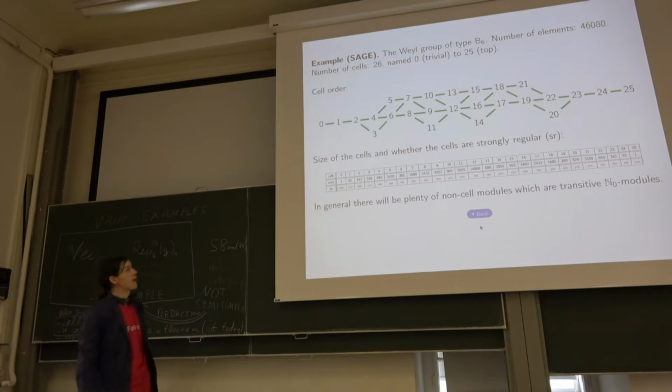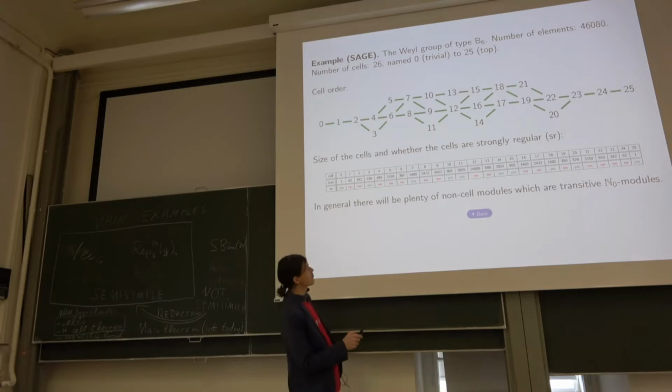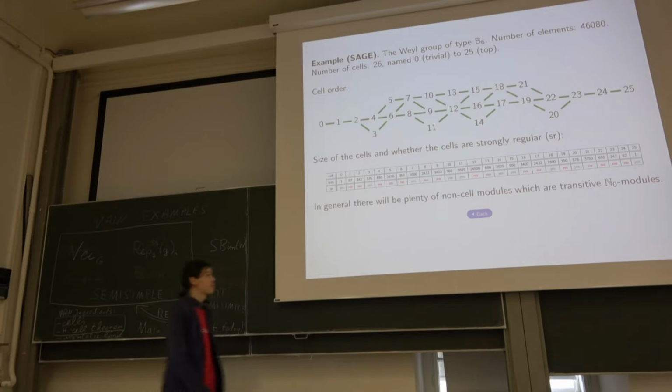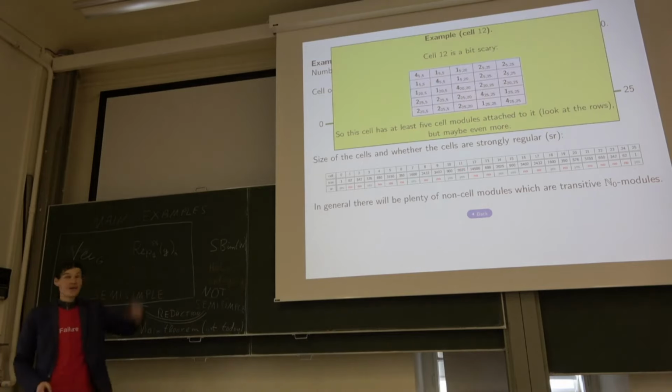So this is how it looks like if you do a bigger example, which I just chose to be B6, which has quite a few elements, around 50,000. This is how the cell order looks like. It's quite fancy. You will see really, really huge cells here with 14,000 elements. And they get quite scary.